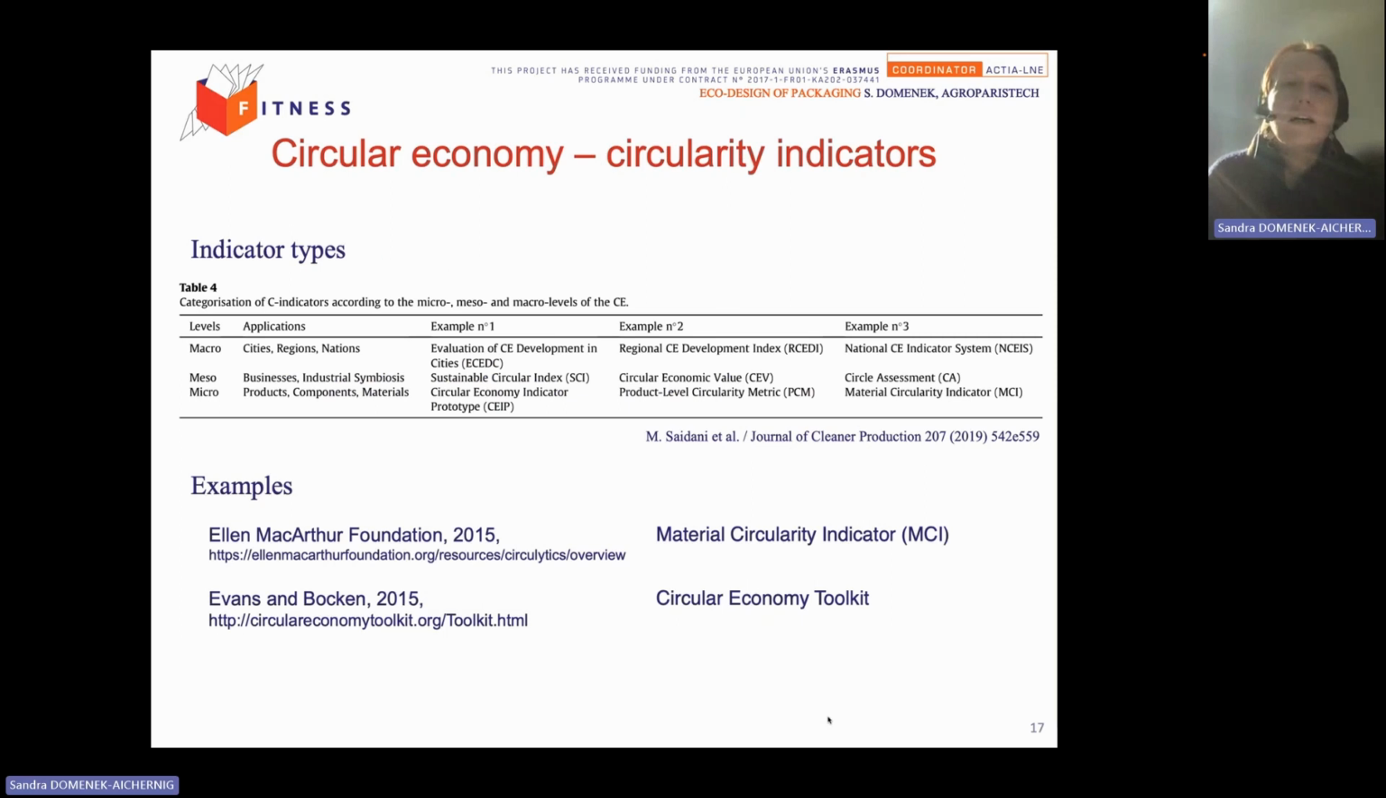Then the circular economy also has its own new indicators, which are the circularity indicators. Here I show you some examples of indicator types. There are examples found by the Ellen MacArthur Foundation and also other toolkits which are already out for the circular economy. And most of those indicators are something like material circularity indicators.